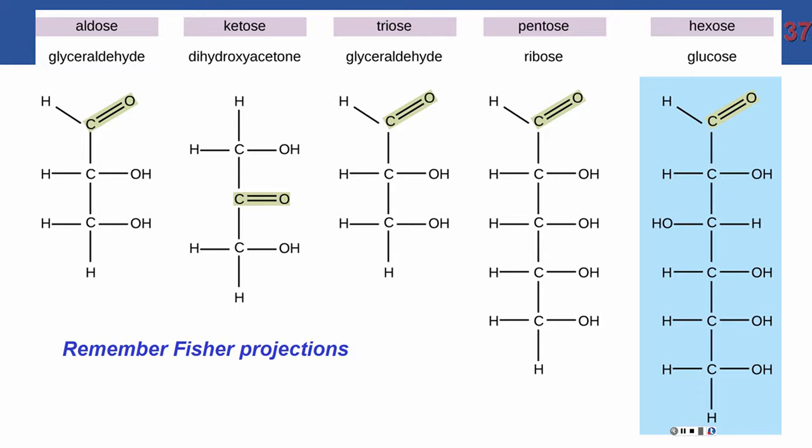So that's your aldehyde. And then on the left one, on the ketose, that's a ketone. So that's the important difference between aldose and ketose. You will see that terminology, so you will need to know the difference between an aldehyde and a ketone group in that application.